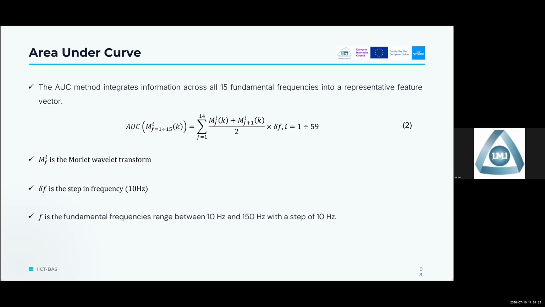The area under curve approach combines our fundamental frequencies after the Morlet wavelet, reducing the dimensionality of the frequency features, as you can see in the second equation. Here the M is the Morlet wavelet transform, the delta f is the step frequency of 10 Hz, and f is our fundamental frequencies ranged between 10 Hz and 150 Hz.